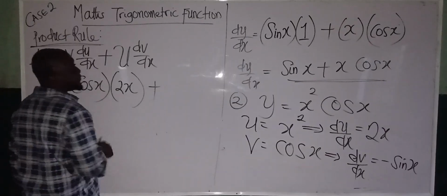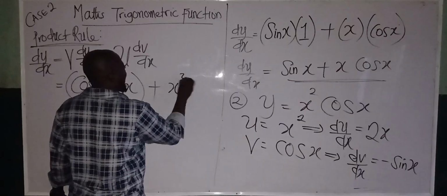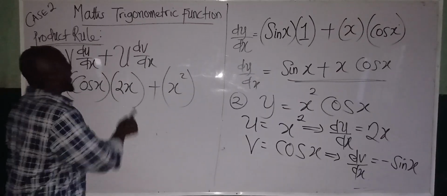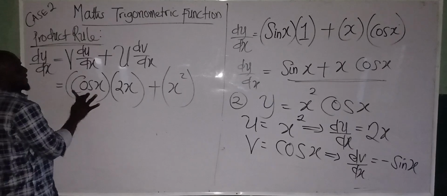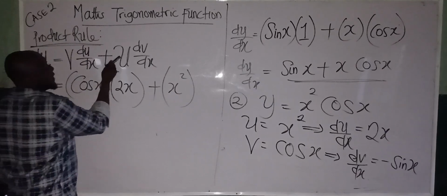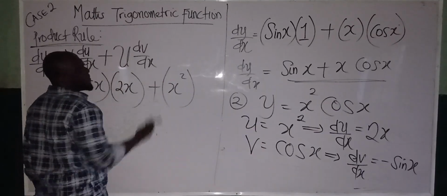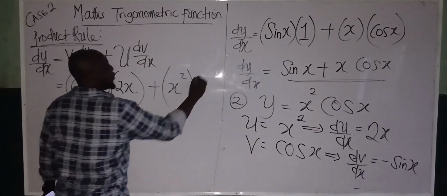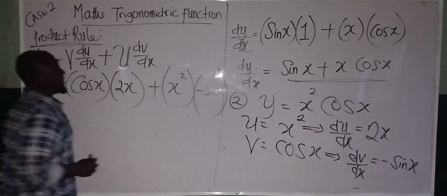Plus, next up, what is my u from the beginning? My u from the beginning is x squared. Now, what is by the side of my u now? I have dv dx. Please note that when I get my v, by the side of my v, I have du dx. So this is my du dx here. Next, what is my v originally? My v is cos x. By the side of my u, I'm having dv dx. My dv dx, therefore, becomes minus sine x. That's what I'm having here.